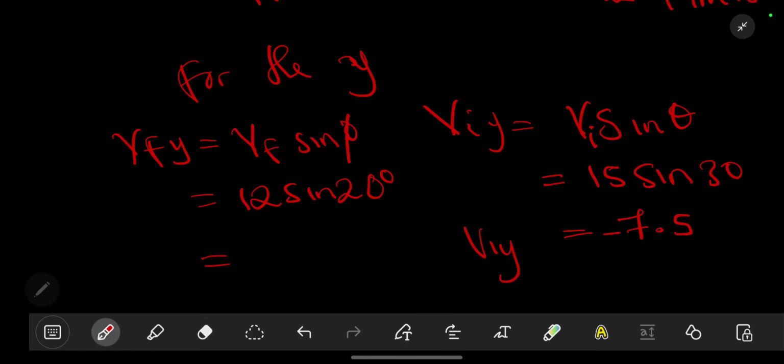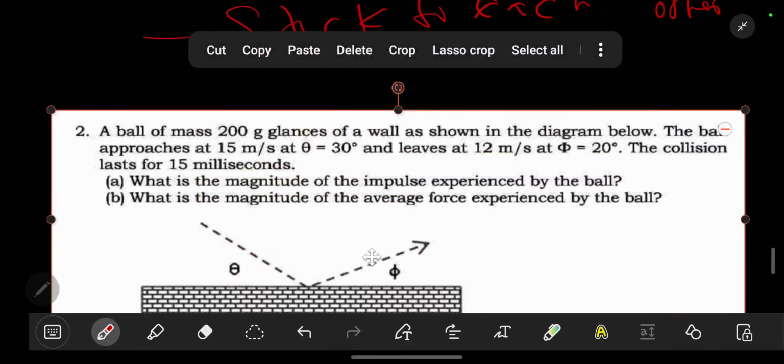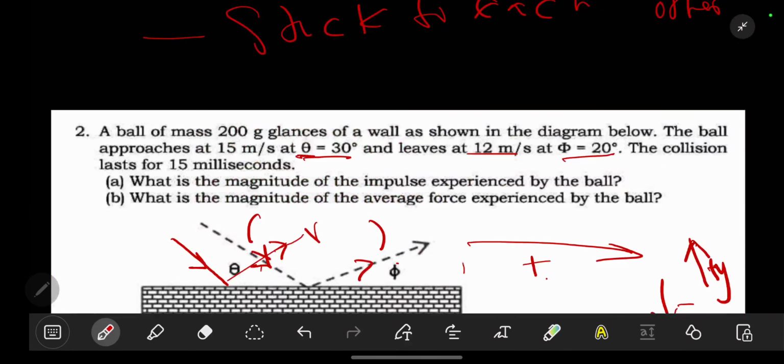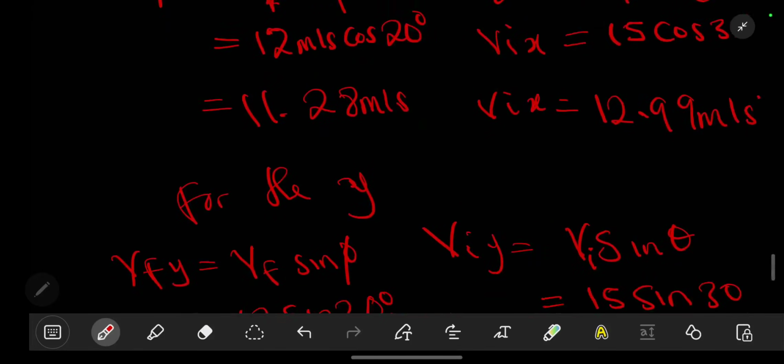So we are going to have 12 sine of 20. We are going to get a 4.1. So VFY is equal to 4.1. Why is it positive? Because at this point it is moving up, like that.